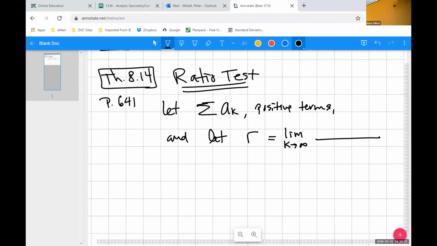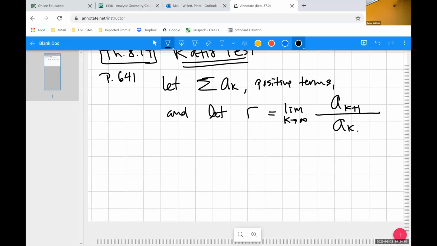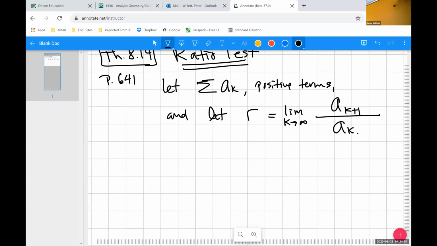So what's the ratio going to be? It's going to be the ratio of successive terms, meaning the k plus 1th term divided by the previous k term. And so we just write that as a sub k plus 1 divided by a sub k. So in the ratio test, you're going to create this limit, and you're going to look at the value of this limit r. And then based on the value of this limit, you're going to try to draw conclusions about whether the series converges or diverges.